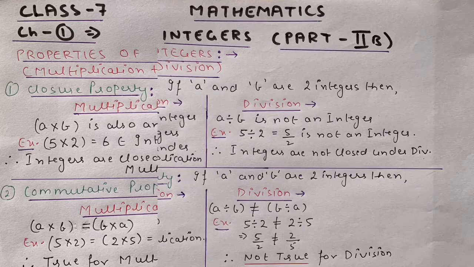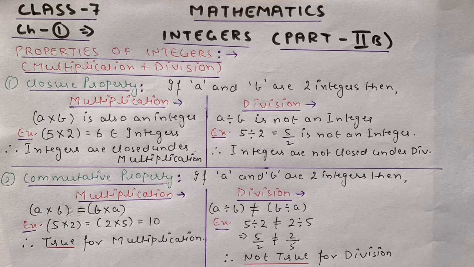Now let us see for division. A divided by b is not equal to b divided by a. As you can see in the example, 5 divided by 2 is not equal to 2 divided by 5. On the left hand side you will get 5 upon 2, and on the right hand side you will get 2 upon 5, which are not equal. So commutative property is not true for division.